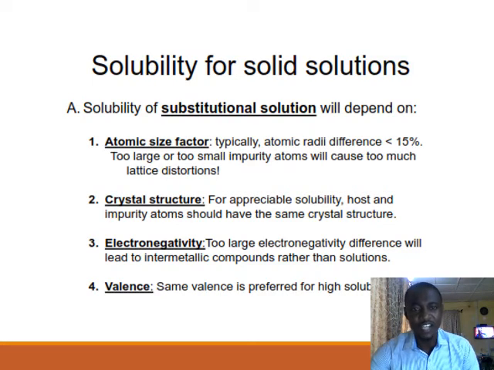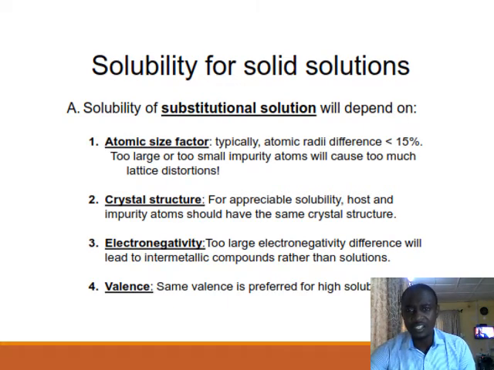The first one is the atomic size factor. What is very important here is that the atomic radii of the two atoms that you are mixing together should have a difference that is less than 15%. What it means is that they should have comparable atomic sizes, because you want to remove one atom and replace it with the other. So the host and the impurity should have nearly equal atomic size, and the difference should be less than 15%.